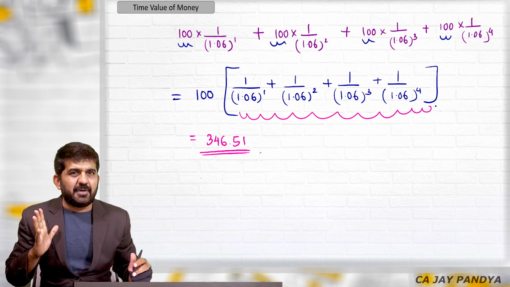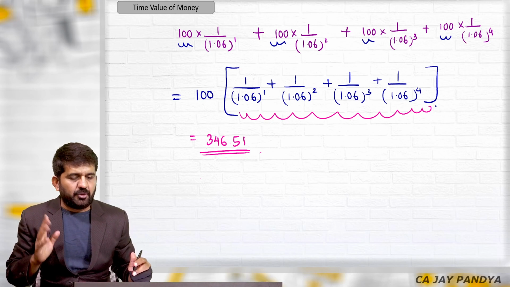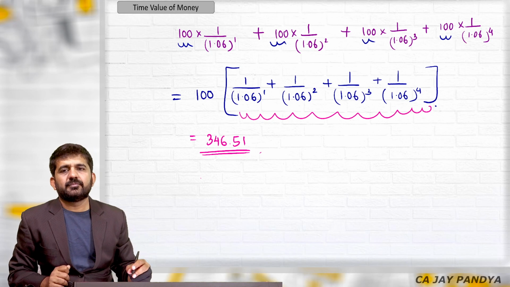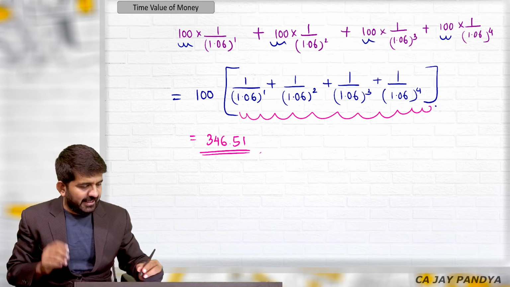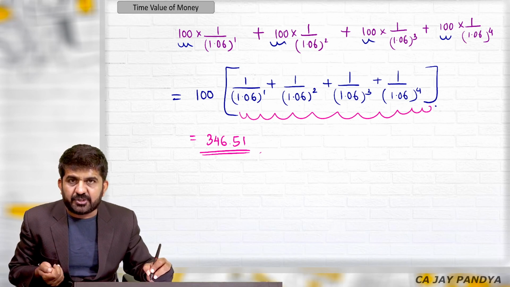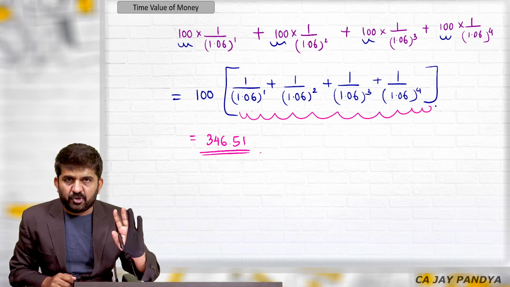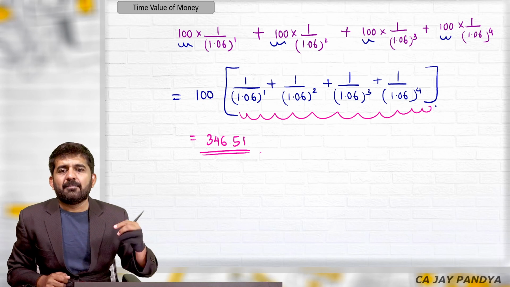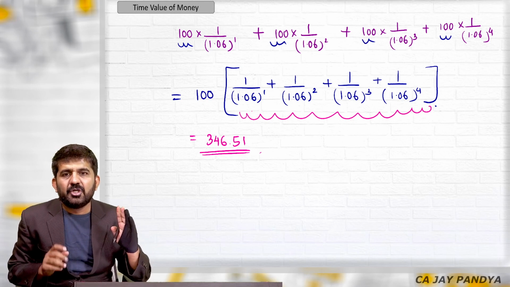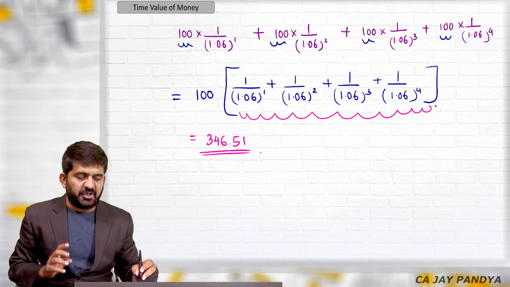Can you confirm in our messages whether you got it or not? Once again, 1 divided by 1.06 is equal to 4 times, GT, multiplied by 100. You will get the same answer, which is 346.51.